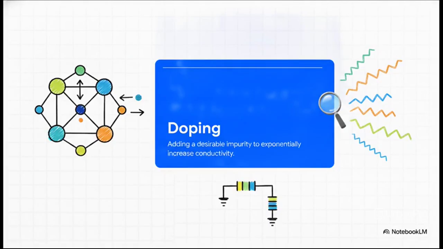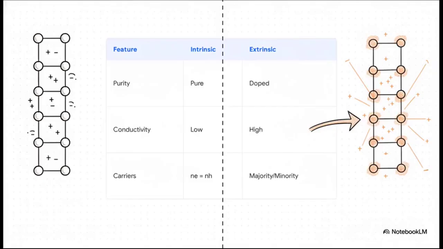Once we do this, the material gets a new name. It becomes an extrinsic semiconductor. When you look at the side-by-side comparison, the transformation is honestly night and day. We go from a pure, practically useless material with super low conductivity straight to a doped material with incredibly high conductivity. Plus, doping intentionally creates a really useful imbalance. Depending on the exact impurity we drop in, we get distinct majority and minority charge carriers, and that is what makes the material ready to be put to work in the real world.